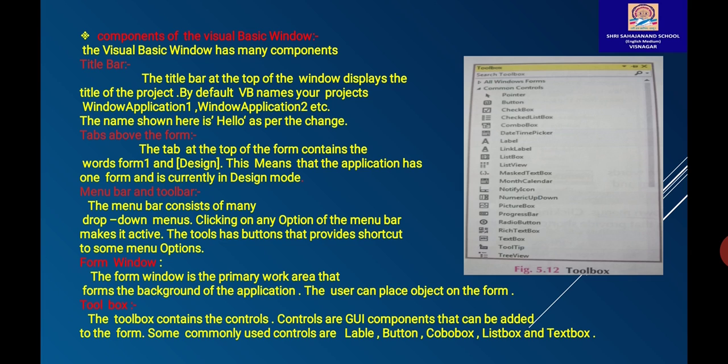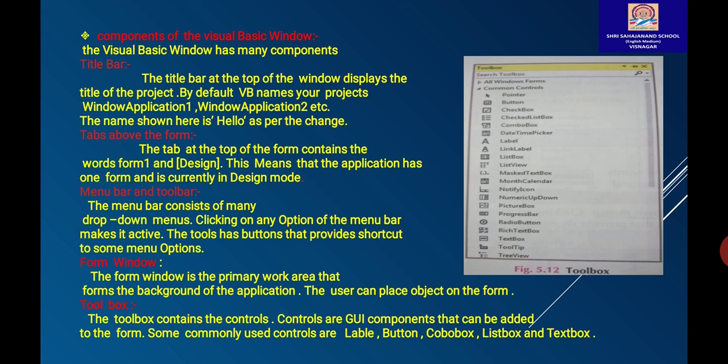First one is the title bar. The title bar at the top of the window displays the title of the project. By default, VB names your project Windows Application 1, Windows Application 2, etc. The name shown here is Hello, as per the change. So you can change the title of the project and set it as per your requirement. Here we set Hello.